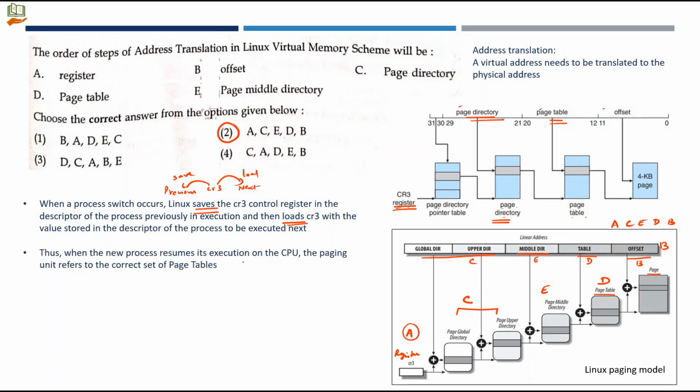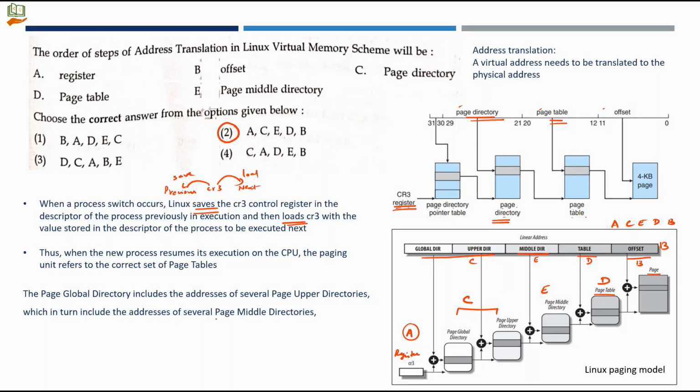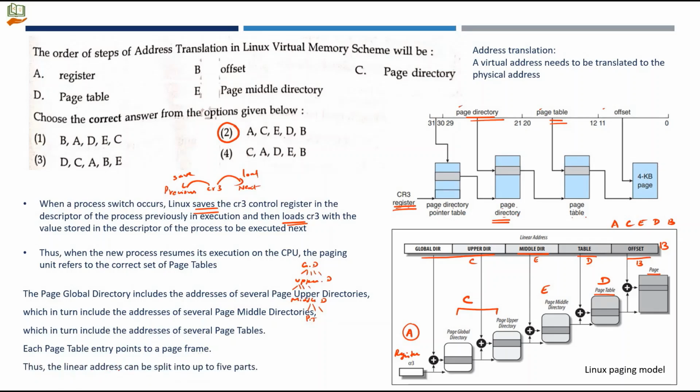When the new process resumes its execution on the CPU, the paging unit refers to the correct set of page tables. So the paging model has so many directories. We'll see them. The page global directory includes the address of several upper directories, which in turn include the addresses of several page middle directories, which in turn include the address of several page tables. So global directory has many upper directories, and each upper directory will have many middle directories, and each middle directory will have many page tables. Each page table entry points to a page frame. Thus, the linear address can be split into up to 5 parts. So this is the overall idea about all the terms used in the Linux paging model.